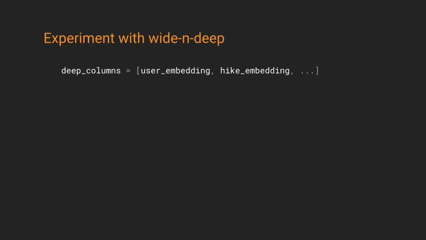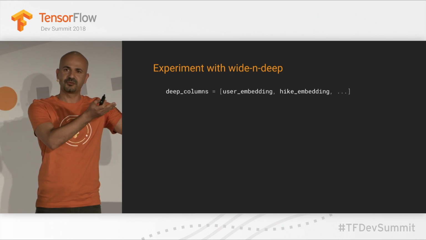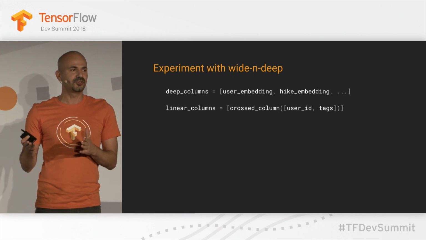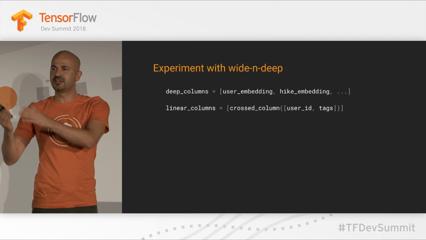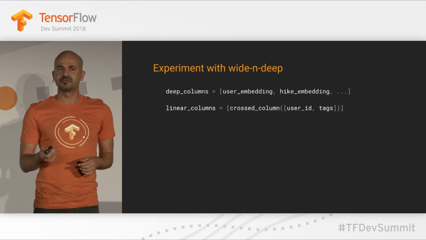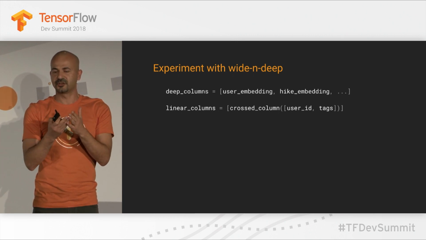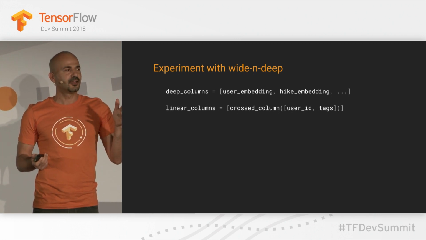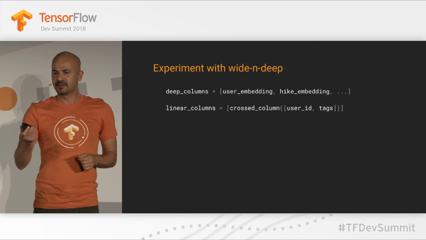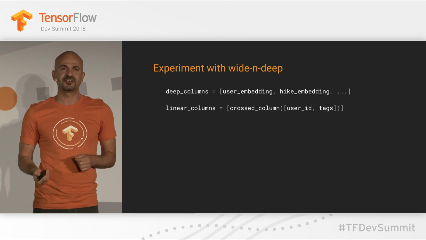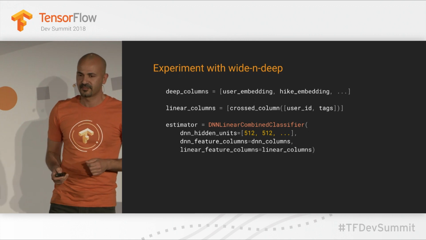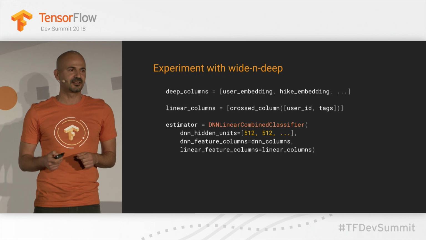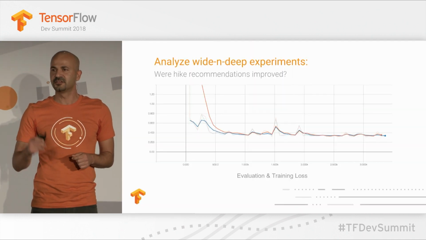You need to define what are the features you want to fit to neural network. Again, via feature column, it's the list. And you need to define what are the features you need to fit into linear part. In this case, I intentionally put user ID and text crossing so that, for example, if a user always picks dog-friendly hikes, the model will explicitly learn via this feature, via this cross. And you can instantiate DNN linear combined classifier instead of DNN classifier, and the rest of the pipeline should work.